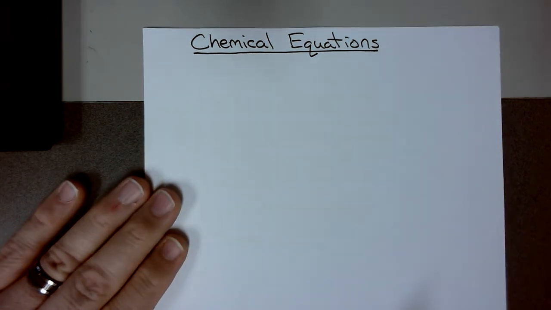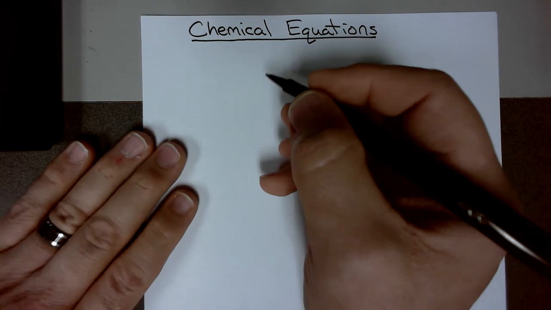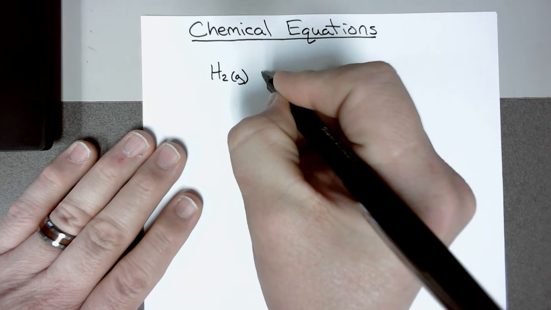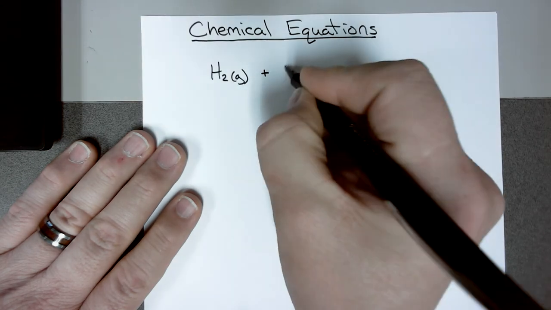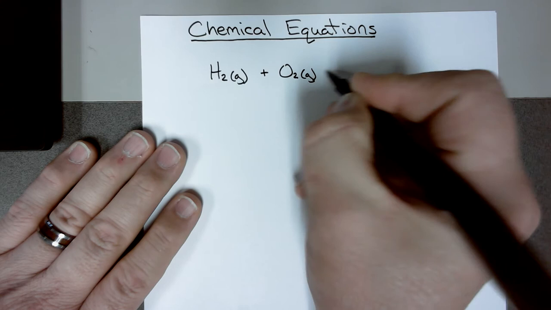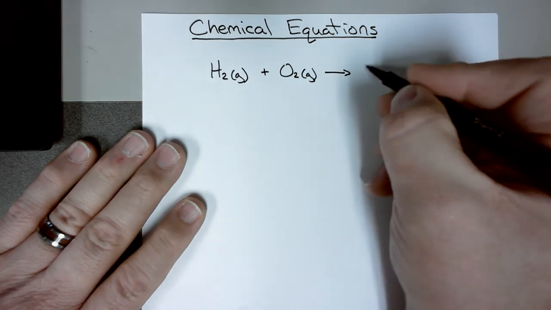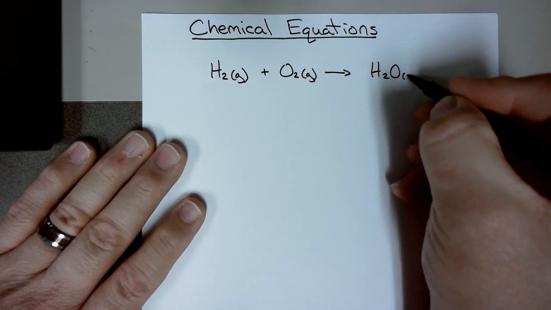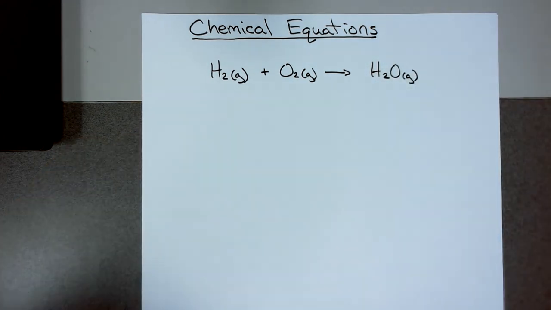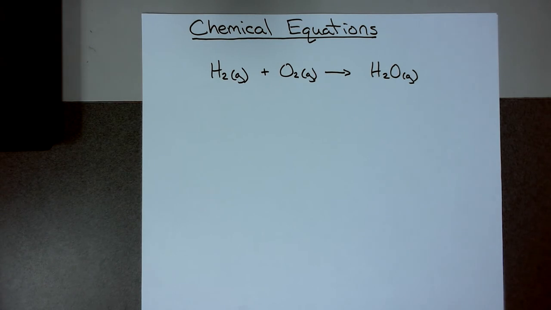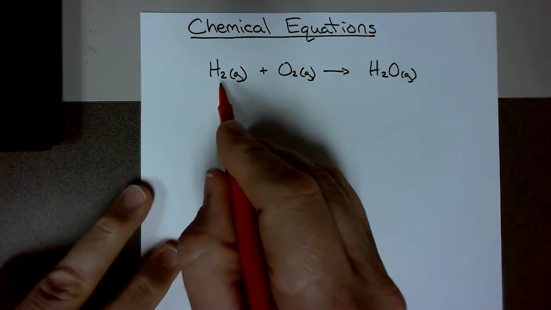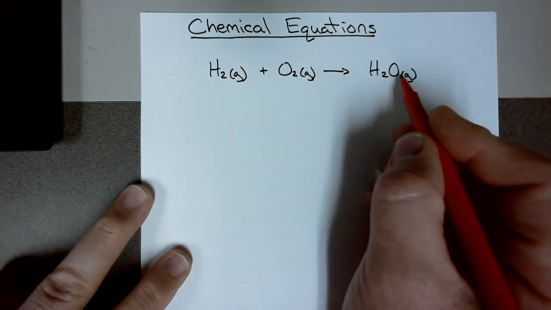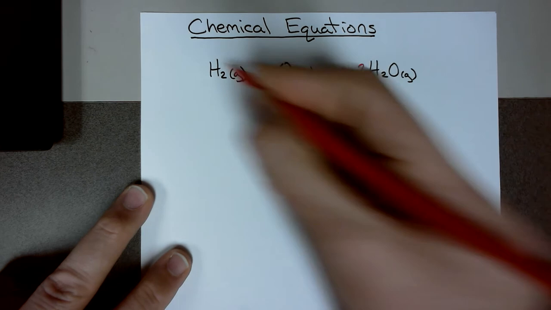So let's first take a look at a chemical equation. Let's say I have hydrogen gas reacts with oxygen gas to produce water vapor. And then we'd have to balance it because you want to make sure you have the same number of atoms on each side. We have two hydrogens, two oxygens here, so I've got one, so I need to put a 2 here and a 2 here.